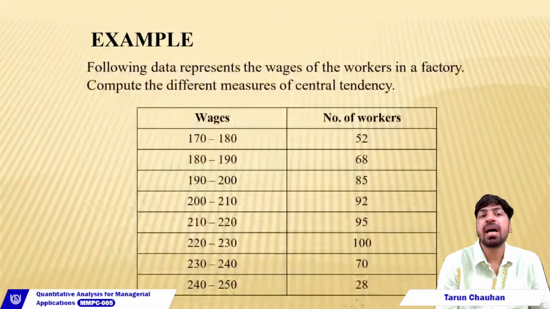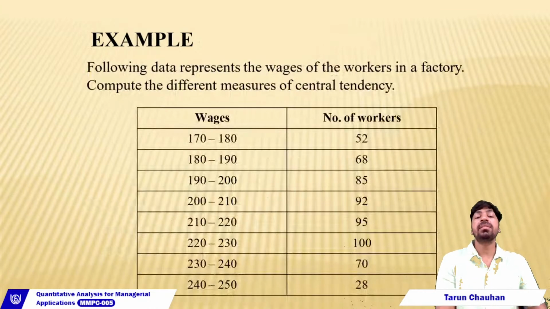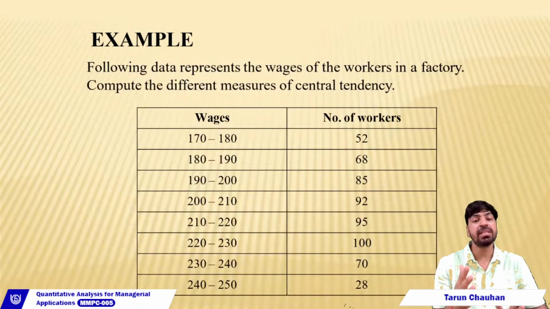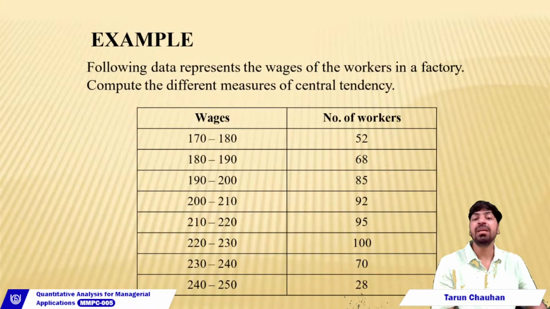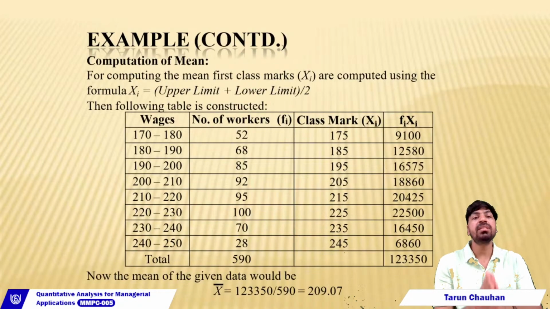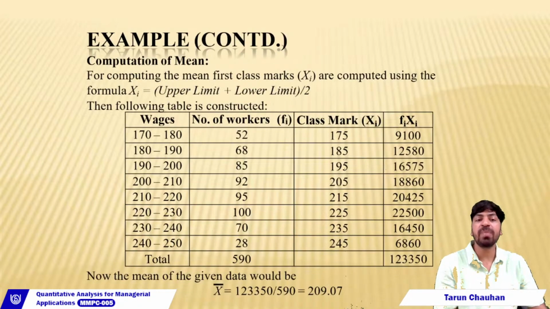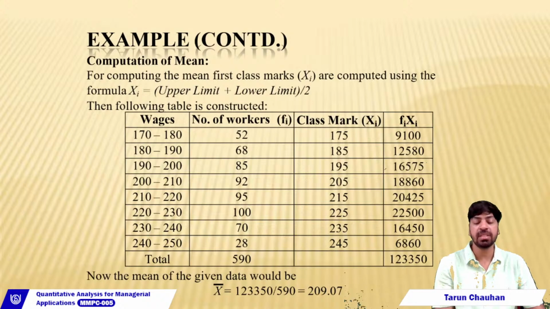So let's take another example, that is the continuous data. The following data represents the wages and the respective number of workers. Calculate the different measures of central tendency. It means in the continuous series, the learner has to calculate mean, median, and mode. So this is the data given to you. So let's begin. This is the calculation of mean in case of continuous series.